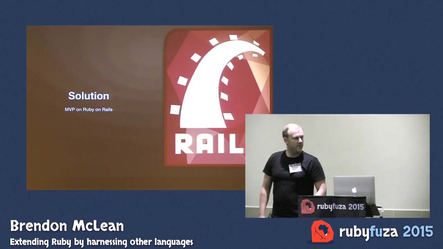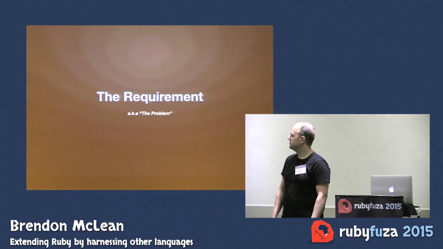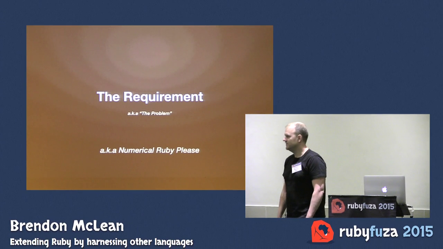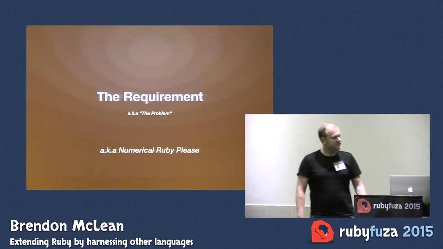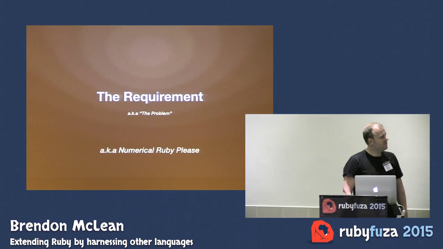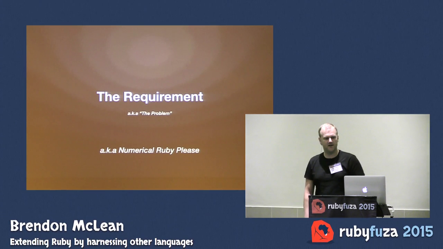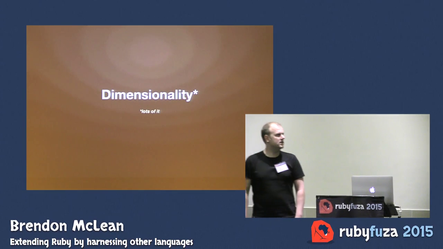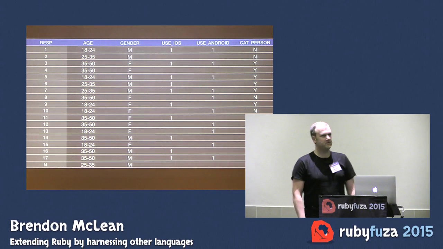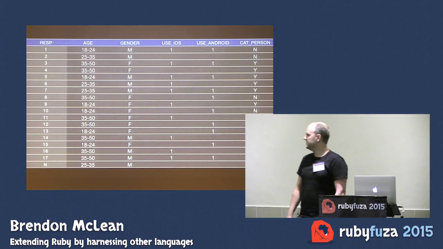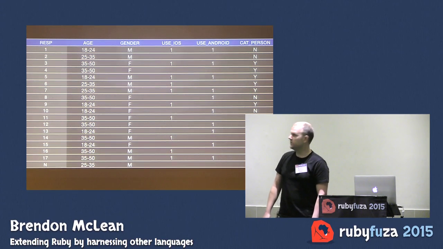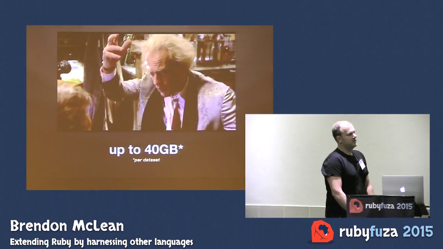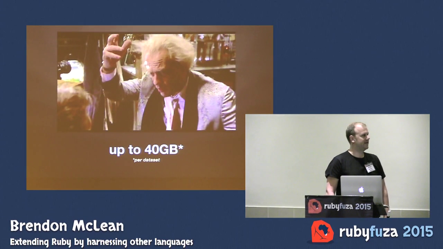But what about our specific business problem, the actual requirement? And basically, we ended up needing numerical Ruby. The types of requirements that we needed to satisfy: we're dealing with data that has a very high degree of dimensionality. To give you a brief idea of how this looks, just picture tables going down a very, very long way and going across a very, very long way, and trying to work out which answers in which columns affect which answers in other columns, and trying to work out the one that has the biggest spread across 40 gigabytes per data set.